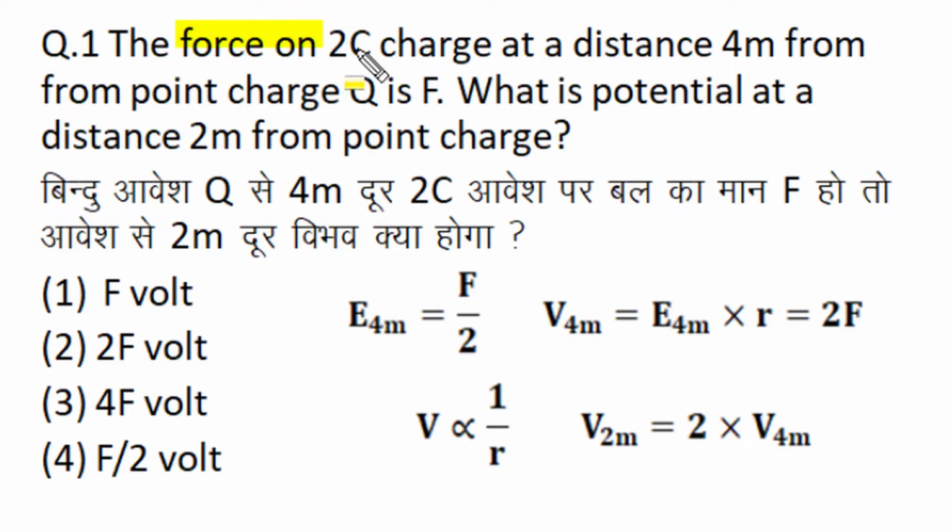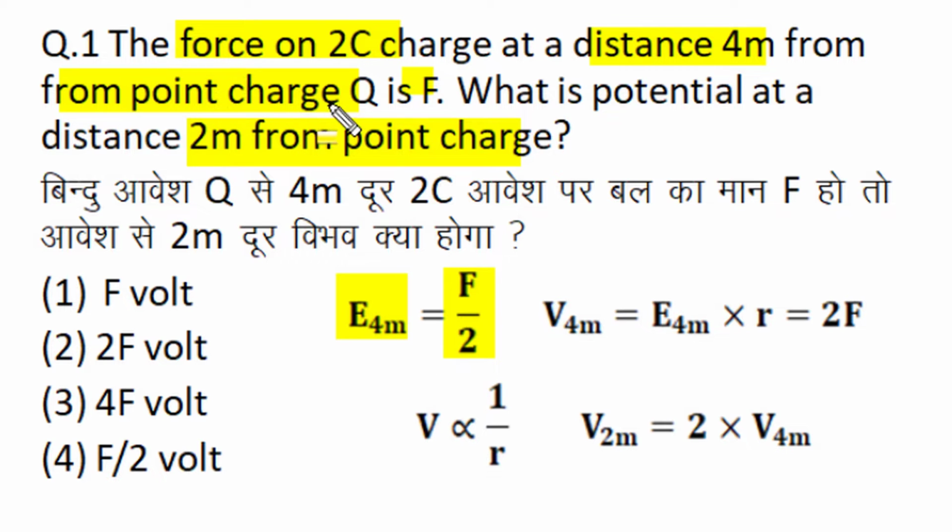Given is the force on 2 coulomb charge at a distance 4 meter from a point source charge capital Q is F. In the electric field of same point charge, we have to find out potential at a distance 2 meter from source charge. So from amount of force, we can find out electric field intensity at test position 4 meter distance from source charge as force per unit test charge, and 2 coulomb has force F, then 1 coulomb would have force F by 2, and that becomes electric field intensity at 4 meter distance.